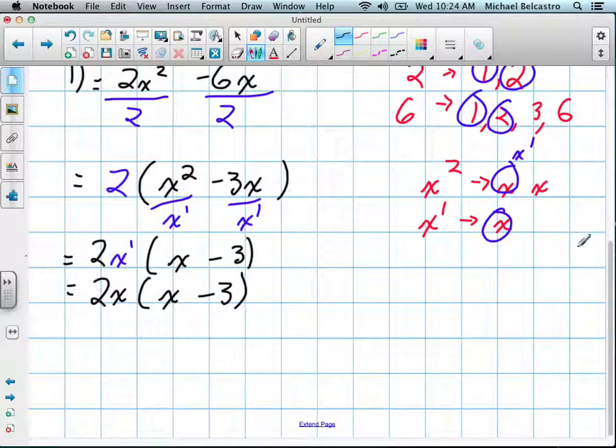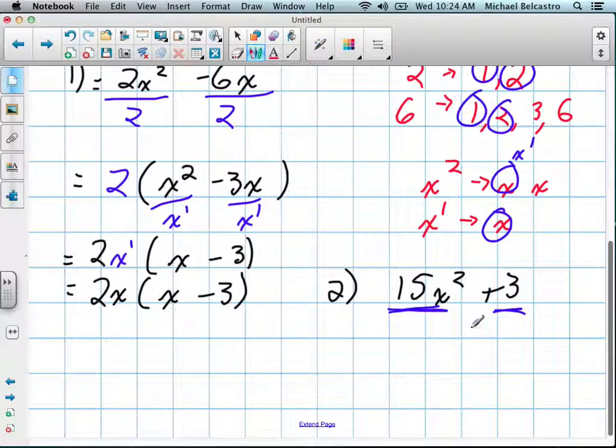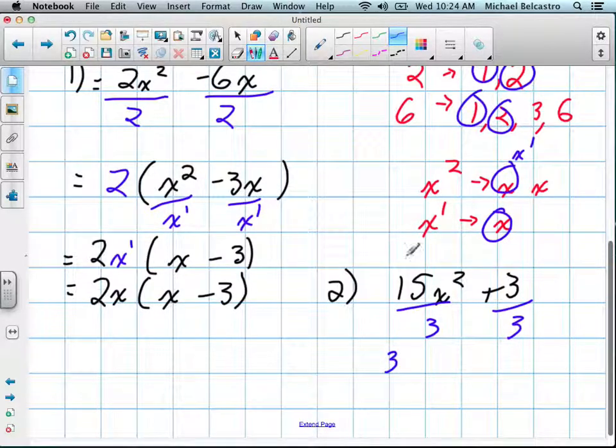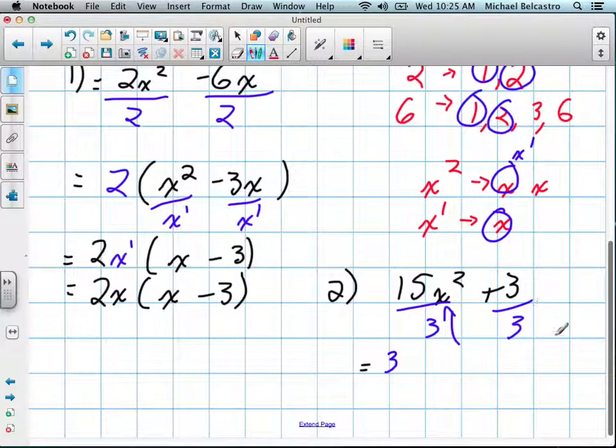We'll jump quickly to question 2. 15x squared plus 3. The first thing I'm going to do is find the greatest common factor of our coefficients. Quickly, what would the greatest common factor of 15 and 3 be? 3. Good. So we're going to divide both terms by 3. That 3 then comes to the outside of the brackets. And instead of doing this in 2 separate steps, let's also take out the factor of the variable. Is there a factor for this variable here? No, because there's no variable here, so I can't actually factor the variable.